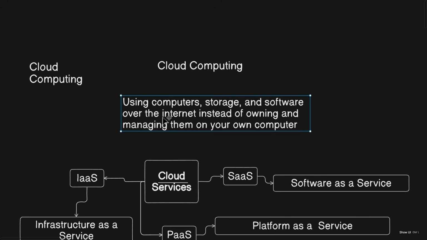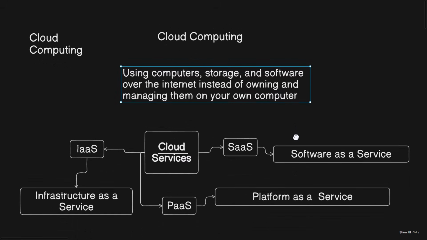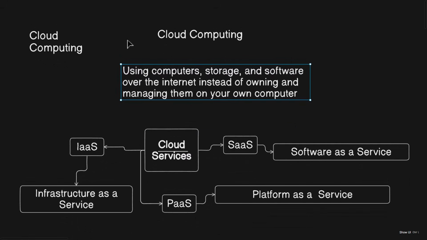But with cloud computing, you make use of computers, storage, and software over the internet. Instead of owning and managing them on your own, someone else is doing the job of managing. You are just paying for what you use. That is what cloud computing is. I hope this is making sense, and that this has given you some clarity on what is cloud, what is computing, and what the different categories of services are when it comes to cloud.